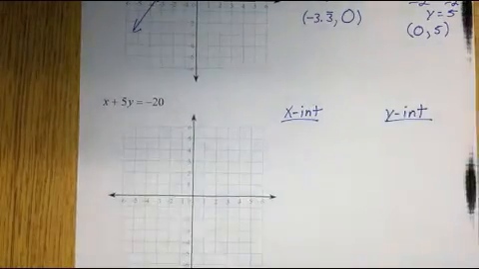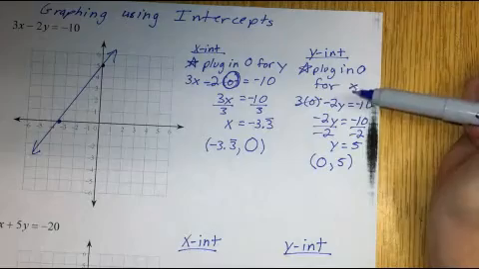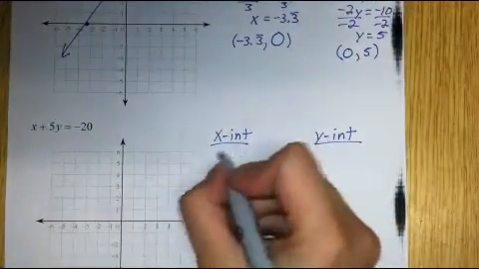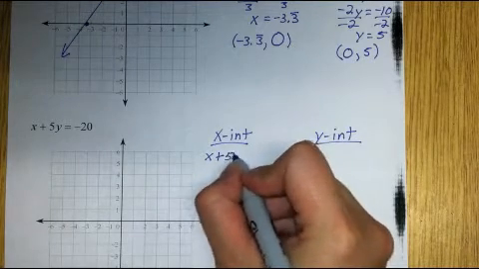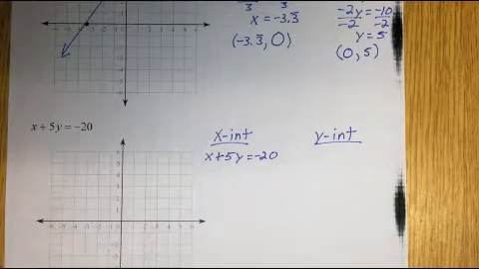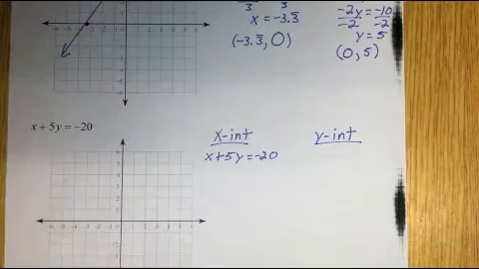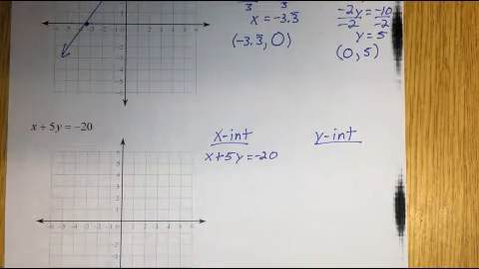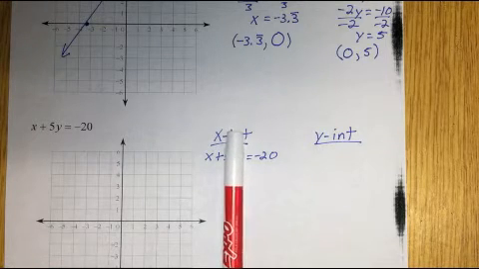We're going to change it up. So the rule up here was to plug in 0 for the opposite value, correct? Watch this neat trick. If I have this problem, x plus 5y equals negative 20, what value do we not want? Well, we don't want y right now because we want to find our x-intercept. So guess what you get to do? You get to cover it up. Literally, put your finger over top of it.